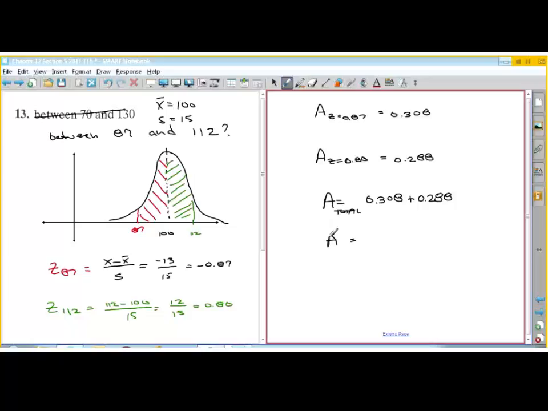I'll do this myself. And so we get 0.596, or 59.6% of people have an IQ between 88 and 112.